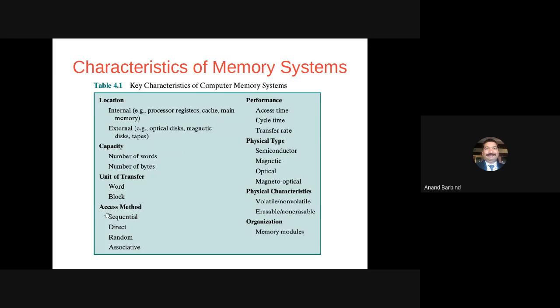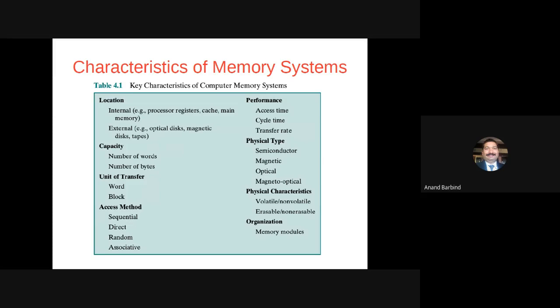Then the access method, that is, how the memory is accessed. Earlier, for the tape type of memory, that was sequential access. Nowadays, direct access is very common in flash memories and the internal memories. Whereas there can be random access. For the internal memory nowadays it is random access, that is any memory location can be accessed randomly, whereas in sequential access you need to go in sequential form.